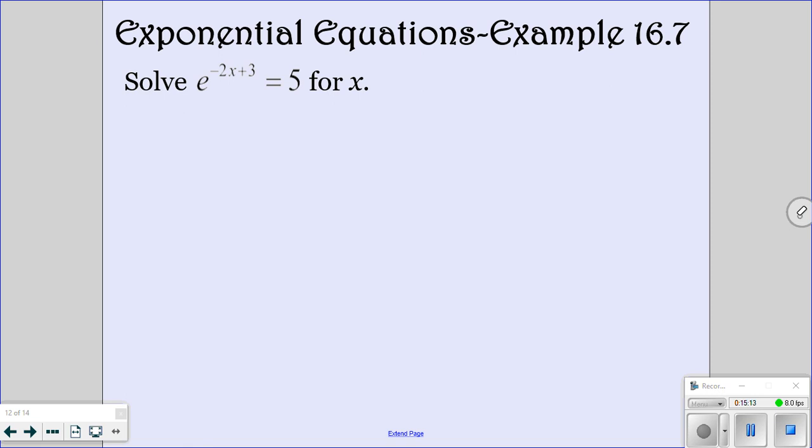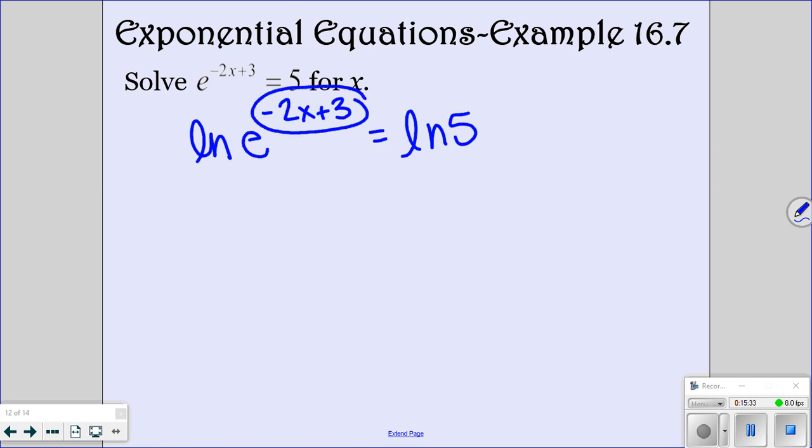we want to get rid of the E if we can. So instead of using log, we're going to actually use natural log. So if you see E, you want to use the natural log instead of just log. So again, you put the natural log in front of both, and then we take this negative 2x plus 3 and move it to the front. So negative 2x plus 3 times the natural log of E equals the natural log of 5.